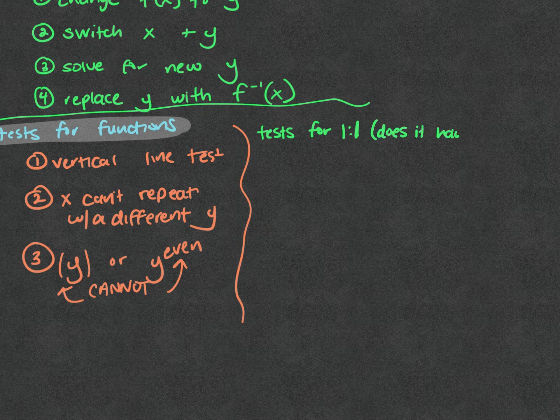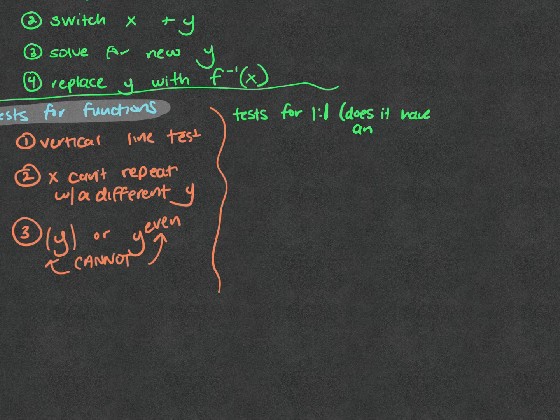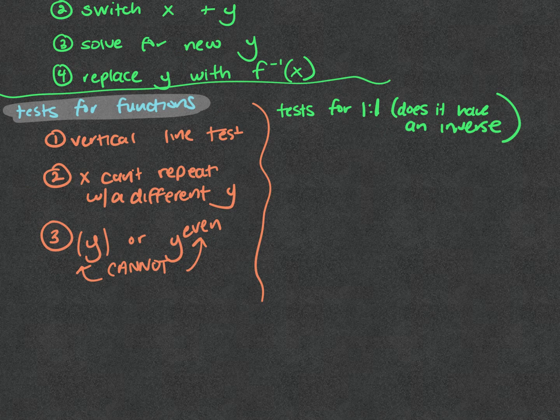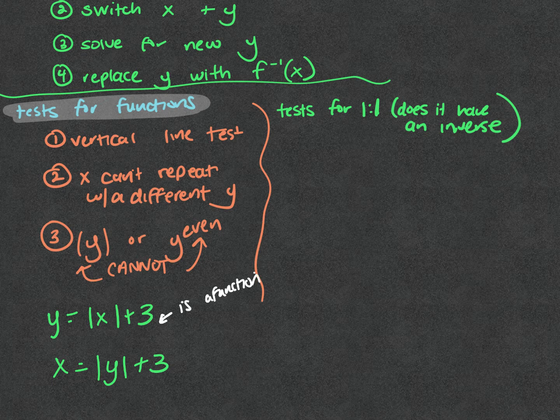Can you explain number three? Yep. If my equation said y equals absolute value of x plus 3, this is a function. There's an absolute value, but the x is in it. But if it says x equals absolute value of y plus 3, this is not a function. That would be a V turned on its side, and it would fail your vertical line test. But you should be able to determine that just from your equation.